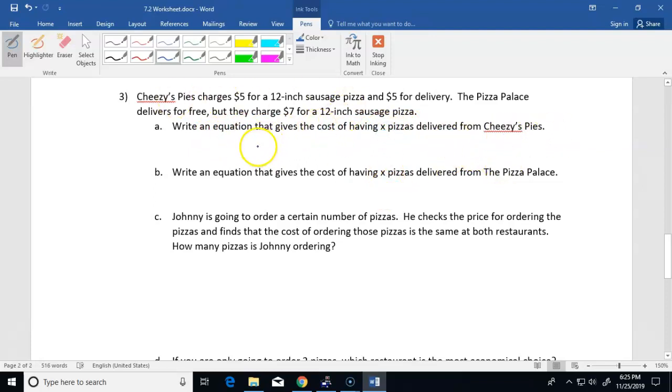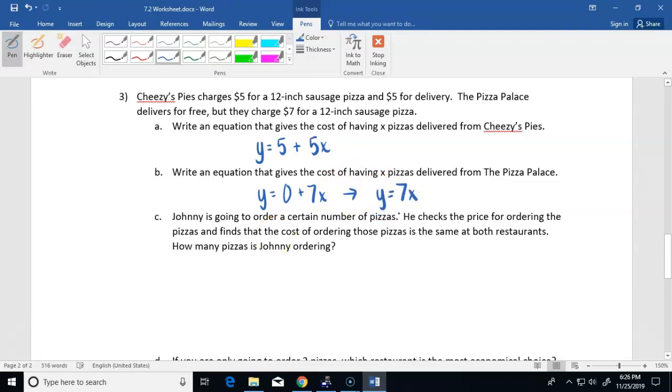So Cheesy's, I'm going to use a Y this time. Could use a C again if I want for cost, but Y equals $5 plus they charge $5 for delivery, plus they charge $5 for each pizza. So 5 plus 5 times X. However, for B, the Pizza Palace, they don't charge anything for delivery. So if I wanted to, I could put 0 here, or just not put anything at all. But they charge $7 for a pizza. So really, this would look a lot better if I just wrote it Y equals 7X.